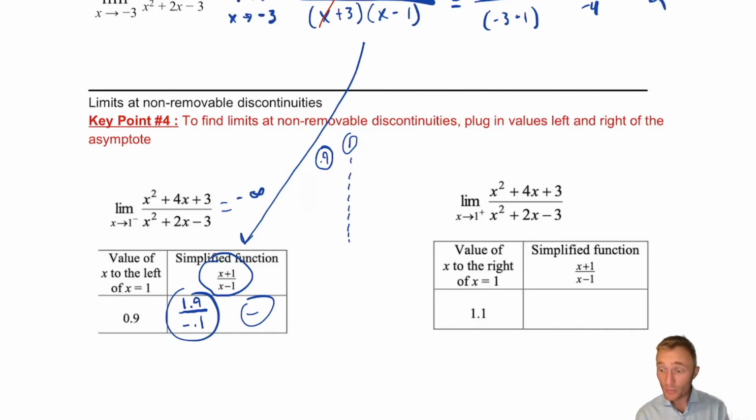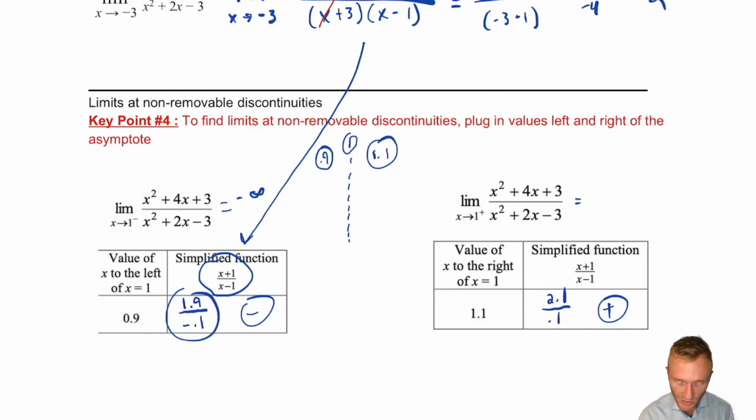Versus if I plug in something to the right of the asymptote, if I plug in 1.1, I would have 2.1 over 1.1 minus 1, which is 0.1. And so this would be a positive number. This means that this limit we are approaching positive infinity. So that's how you would analyze the asymptotes here. Again, something that I'm pretty sure you've gotten at least close to doing in pre-cal.